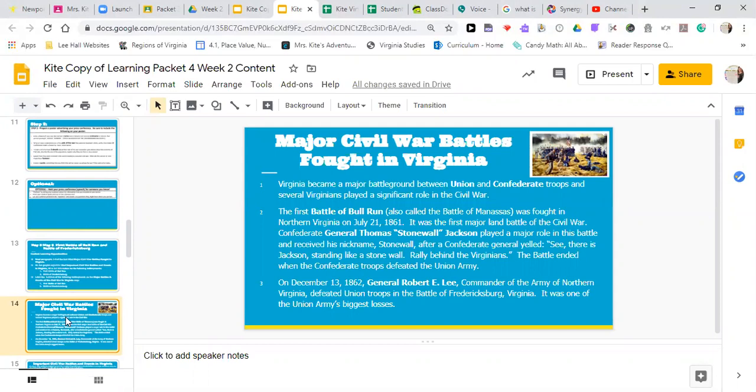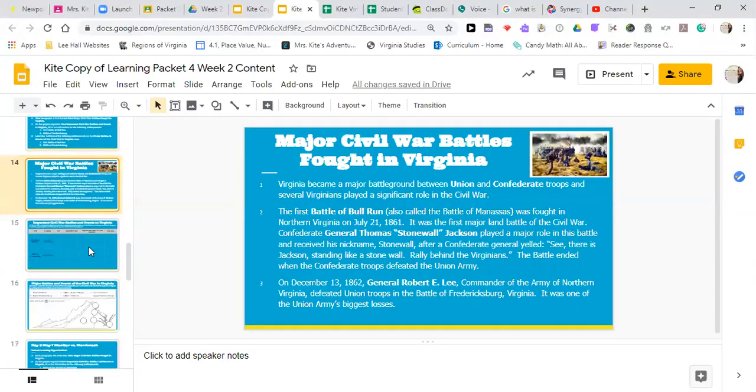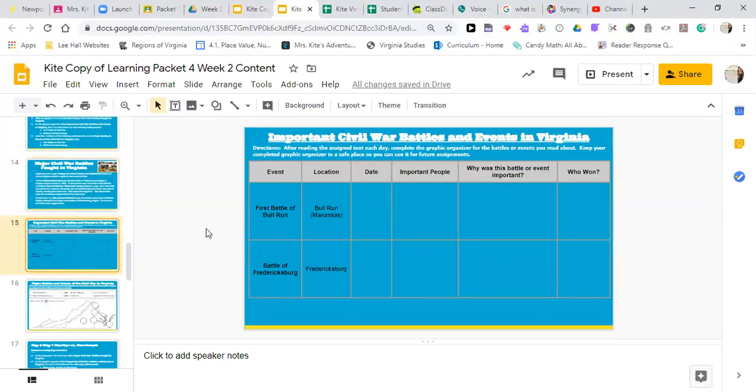Our graphic organizer, let's look at what that looks like before we start reading. So if you have the graphic organizer, whether it's on the slides or on the paper in the packet, go ahead and pull those out so that you can make sure that you have everything down as you listen and as you follow along. So we're going to be listening for the date, important people, why this was important, and who won.